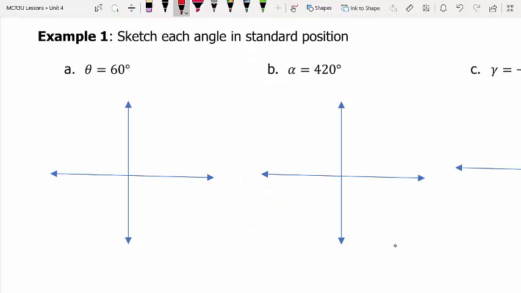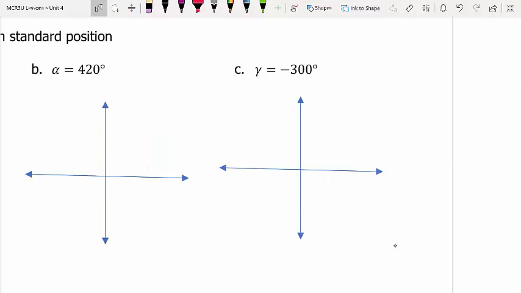Example 1. Sketch each angle in standard position. So that just means that we're going to draw an angle on a Cartesian grid, and we're going to make sure that we start our angle with the initial arm on the positive x-axis. Okay, so let's find 60 degrees using our protractor. I've drawn my initial arm on the x-axis. Now you're going to take your protractor, measure 60 degrees, and end off this angle with your terminal arm. So there's my terminal arm. So there's angle theta at 60 degrees.